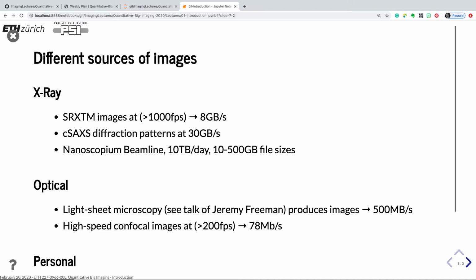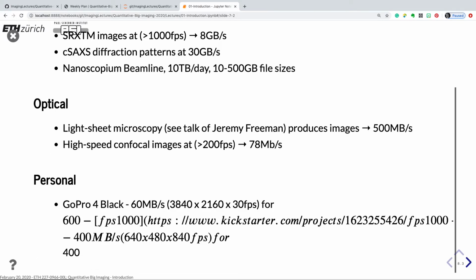And with the different image sources, you produce images at different speeds. You have the fast acquisition at the synchrotrons. Also, the nanoscope, it's extreme. Wow, 10 terabytes per day. And that's fantastic amounts of data. And then you can do a little small one. Then you go hiking or go snowboarding, put on your GoPro camera. That produces 60 megabytes per second. And that gives you a little bit of a scale of what the difference is.